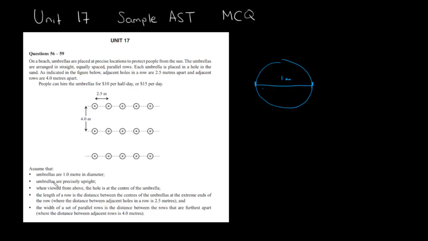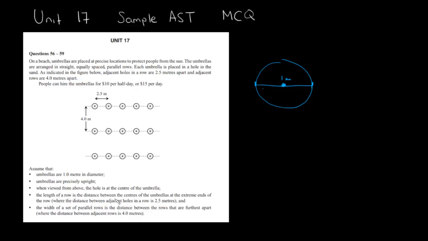Okay, and umbrellas are precisely upright, so they're not tilted at all. When you look from above, that's what it's saying here: when viewed from above, the hole is at the center of the umbrella. So there's the hole right there. The reason is, if it's tilted, then the hole may end up somewhere over there. So the hole is right in the middle.